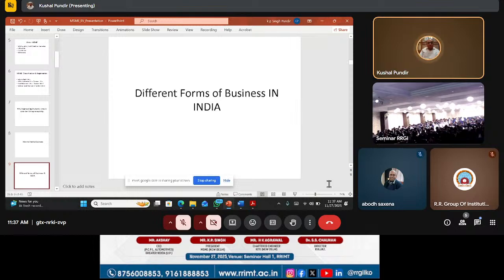Now, let us talk about the different forms of business we have in India, because there are different management or ownership systems. Before starting, we must choose the right business structure. First we have the sole proprietorship. This is the simplest form of business to start with, in which a single person starts the business. It's best for one-person startups.